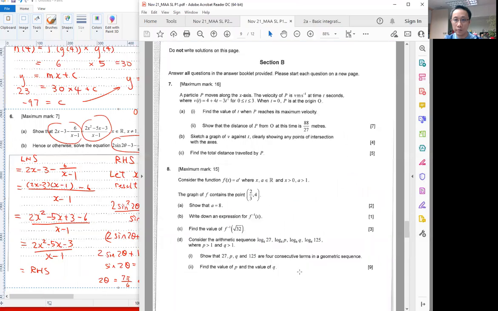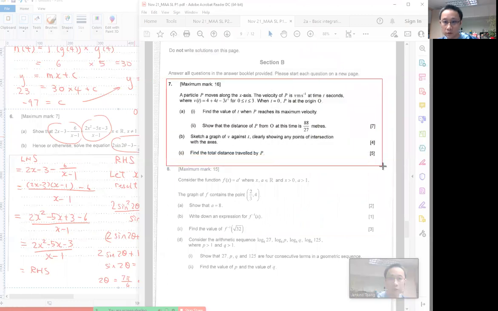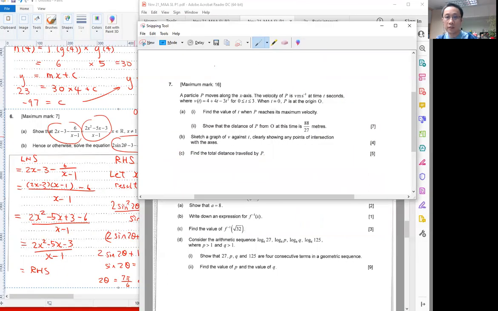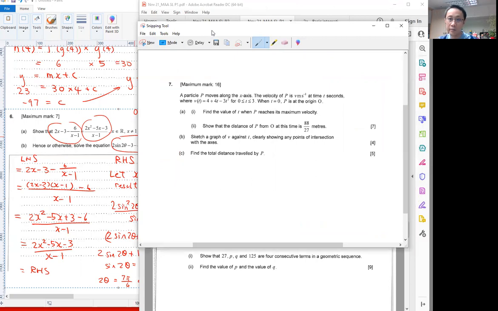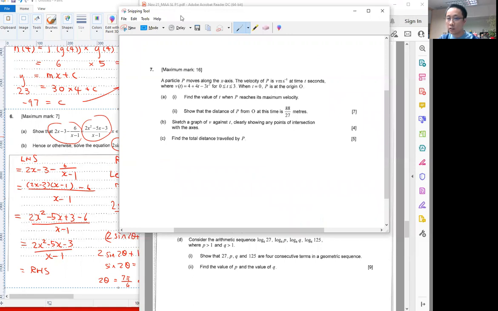And that brings us to the end of section A. So now on to section B, where we have longer questions. Some kinematics question at first. 7 marks already on a kinematics question that's only based on a quadratic, so the algebra cannot be too demanding, I guess.